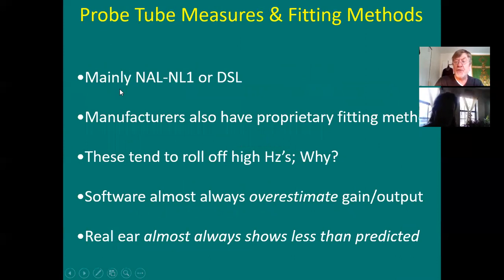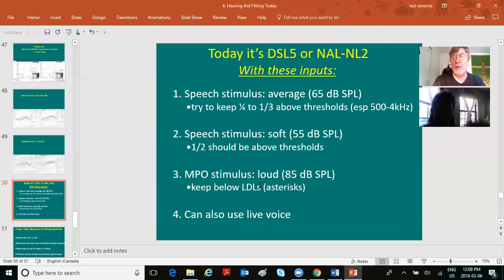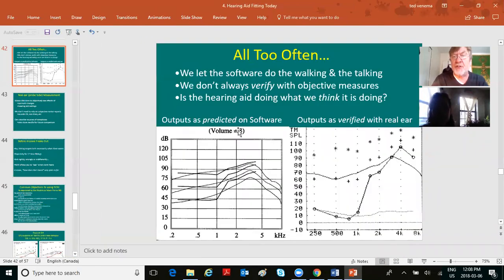What you want to do, read the sentence here. Try to make sure that the aided outputs are about a third above the threshold. And I repeat, not in the middle of the dynamic range. I will highlight what I mean here. DSL-4 plots things to be in the middle of the dynamic range. Look at the targets for DSL-4. In the middle, in the middle, in the middle, okay?